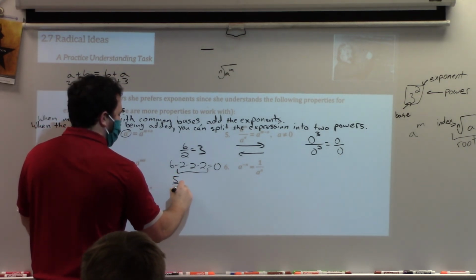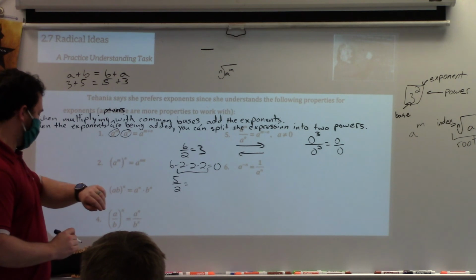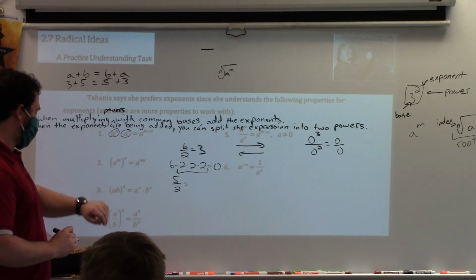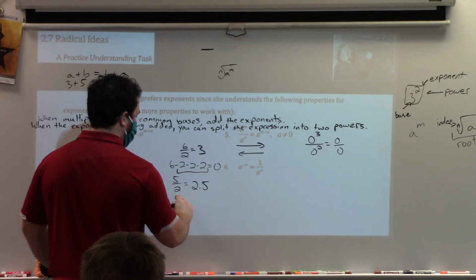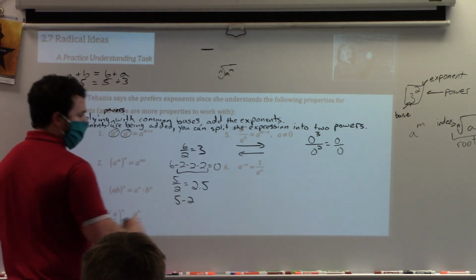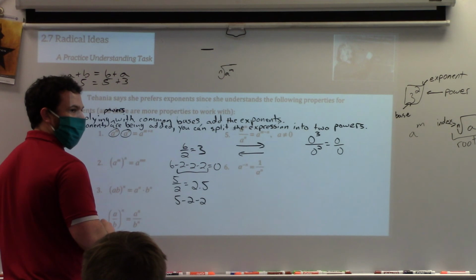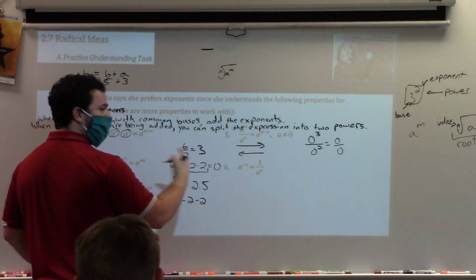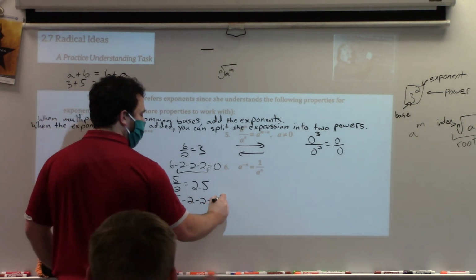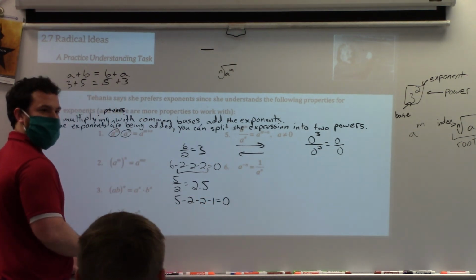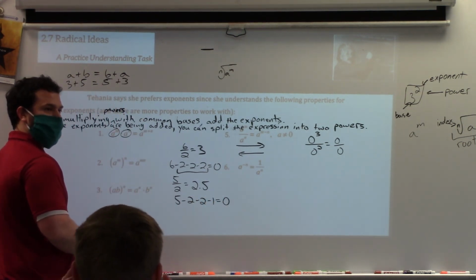5 divided by 2. Anyone know what that is? 2.5. What is 5 minus 2? 3. Minus 2 again? 1. And so I don't need to take out a full another 2, but I do need to take out half of a 2. And what do I get to? 0. I don't believe it. Show me one book.